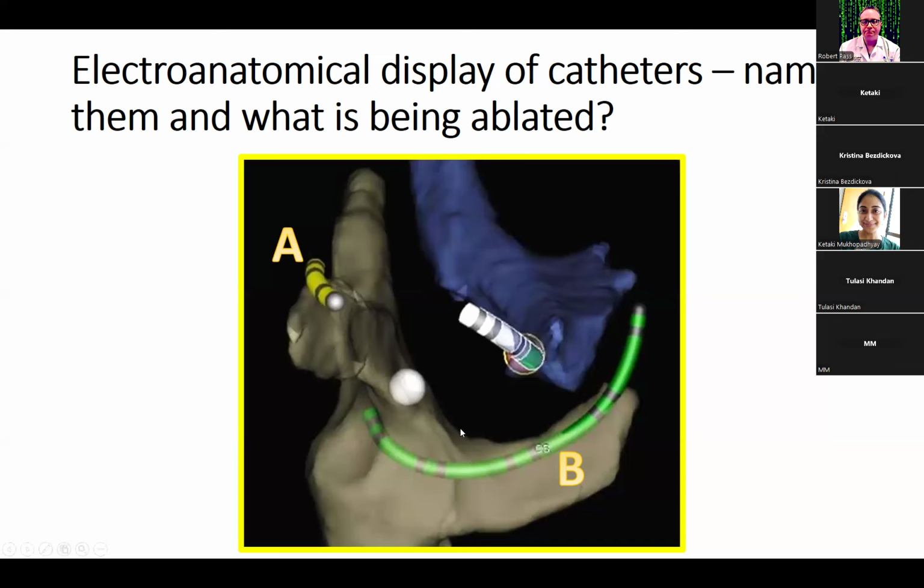But I'm sure you've noticed that both Dr. Love and I rarely go retrograde for left-sided pathways. And the reason is that you can reach most of them transeptally, and that's what we do more often, and so we're more comfortable with it. But it doesn't mean that it's the only way to do it, of course. I've seen both.